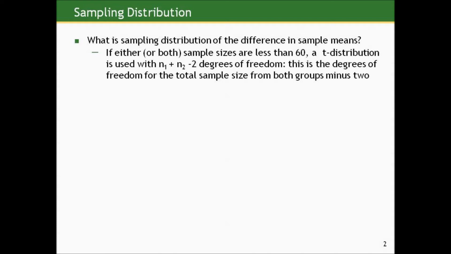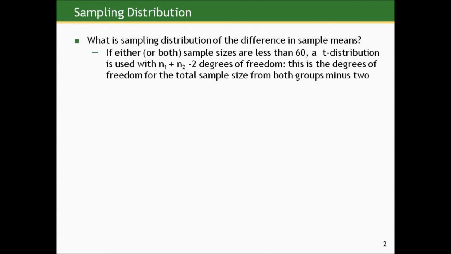So in smaller samples, what is the sampling distribution of the difference in sample means? In larger samples, it's normal, but we'll use a generic rule here. If either or both sample sizes are less than 60, we have to be a little more conservative, and we'll use a t-distribution with n1 plus n2 minus 2 degrees of freedom. In other words, we go to a t-distribution, which is uniquely defined by its degrees of freedom, and we take the total sample size across the two samples, and then we subtract 2.